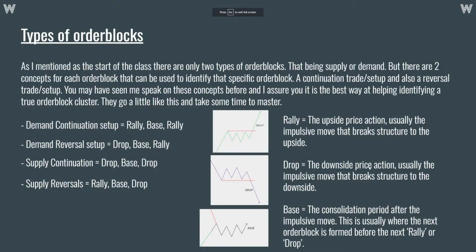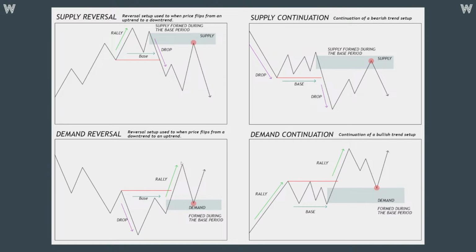So the drop is the downside price action, usually the impulsive move that breaks structure to the downside, right? And the base is the consolidation period after an impulsive move. This base usually happens after the drop, so this is the base in here, or it usually happens after the rally, so this is the base in here, right? So rally, base, rally, drop, base, drop, right? It'll make more sense on the next slide.